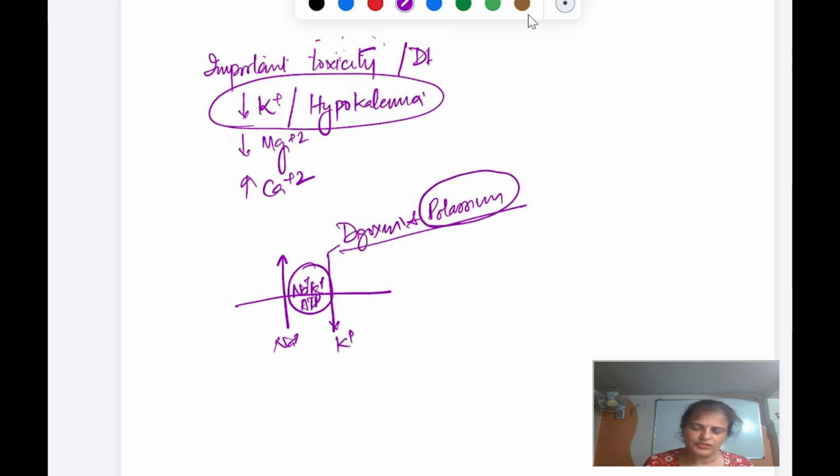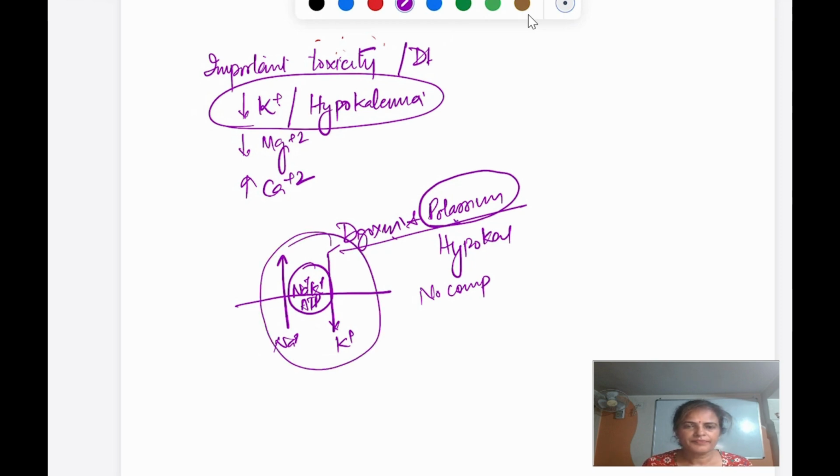If there is less potassium or if there is hypokalemia, then what will happen? There will be no competition between digoxin and potassium for this enzyme. If there is no potassium, there will be no competition between digoxin and potassium for the sodium potassium ATPase. Now what will happen? A greater amount of digoxin will bind to the enzyme and it is going to cause the toxicity. So hypokalemia leads to toxicity of digoxin.